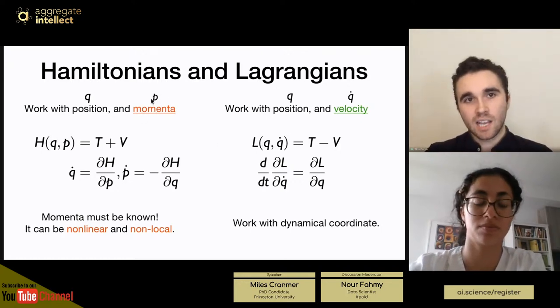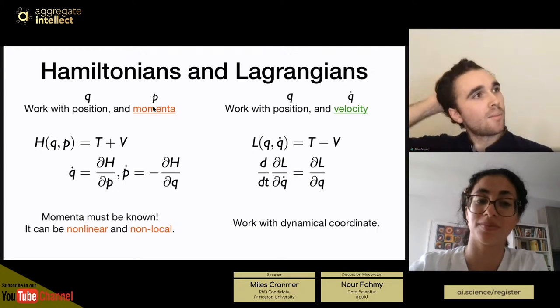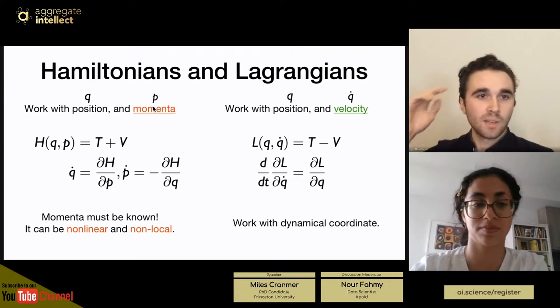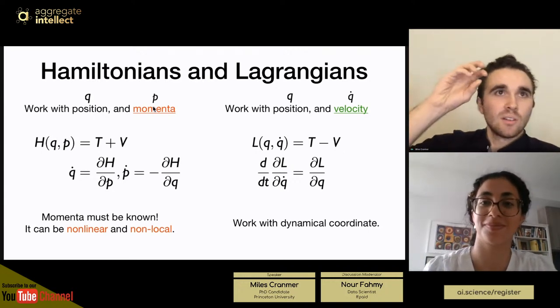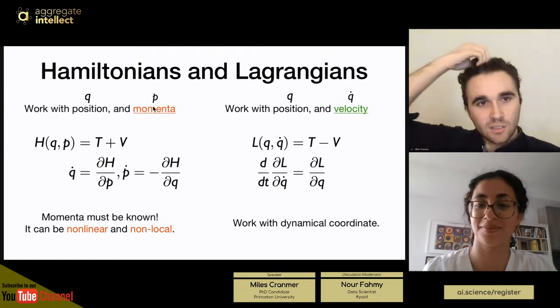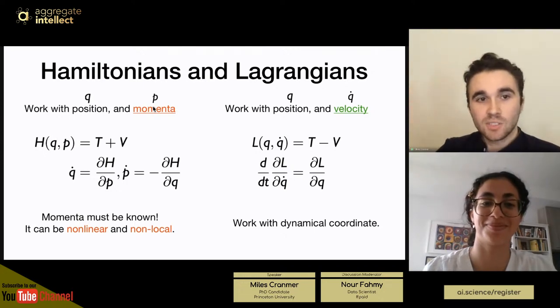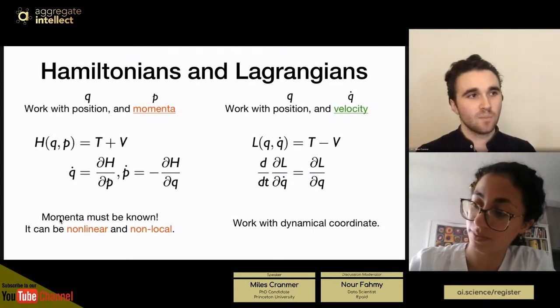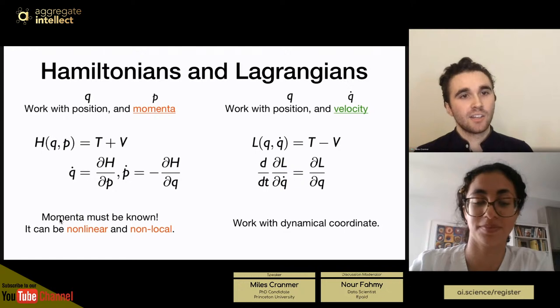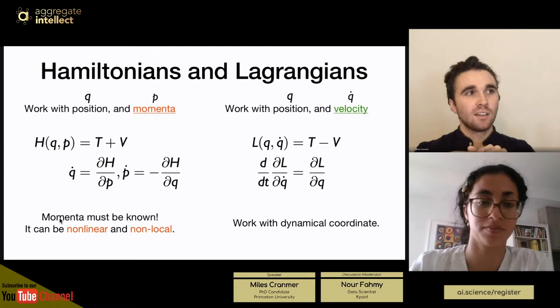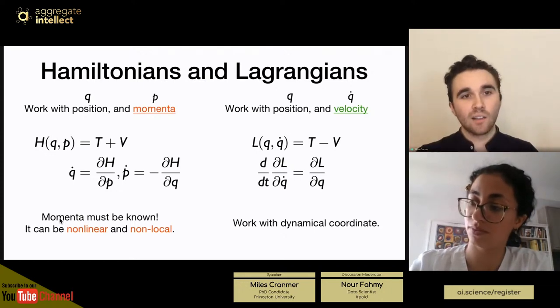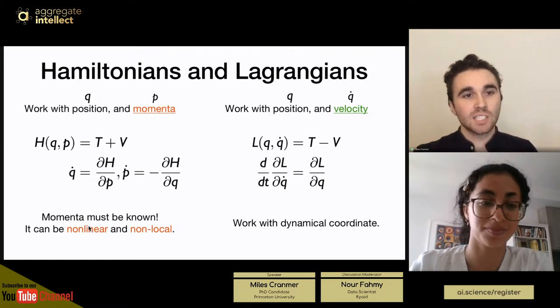But this canonical momenta has a very specific form. It basically has to be the derivative of the Lagrangian with respect to the velocity. And it turns out that besides simple particle systems where it's just mass times velocity, in more general cases, it can be non-linear, it can be non-local. So in general relativity, the canonical momenta actually requires an integral over everything. So it can be very non-local. So this is very problematic.